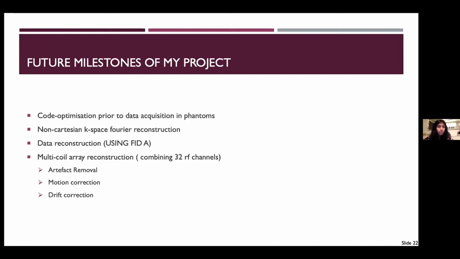Now I'm going to be talking about the future milestones of my project. Right now, data collection has been going on pretty well, but it also requires a bit of code optimization for data acquisition in phantoms in such a way that the non-Cartesian image reconstruction is a bit easier. And then data reconstruction is required.